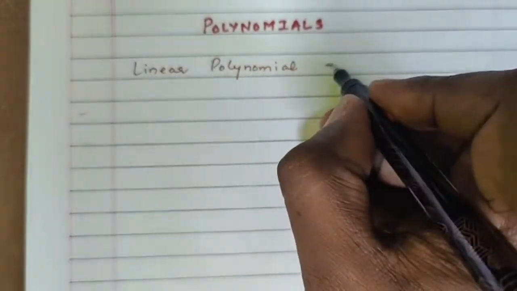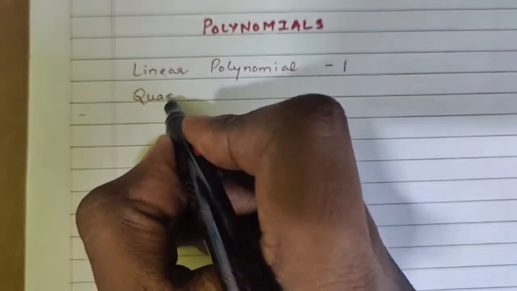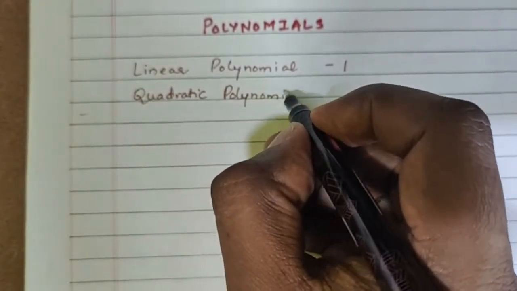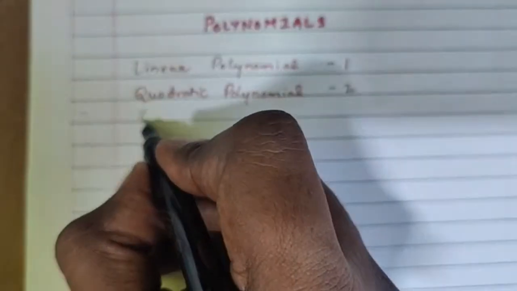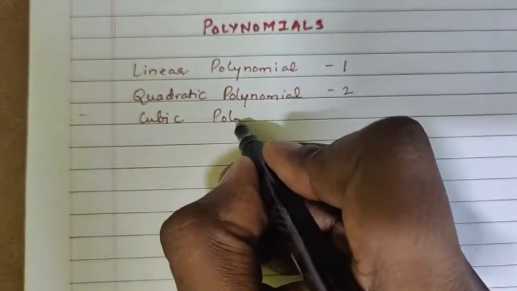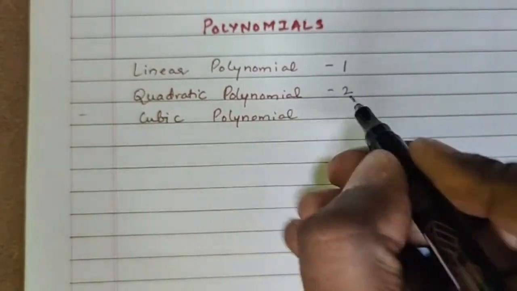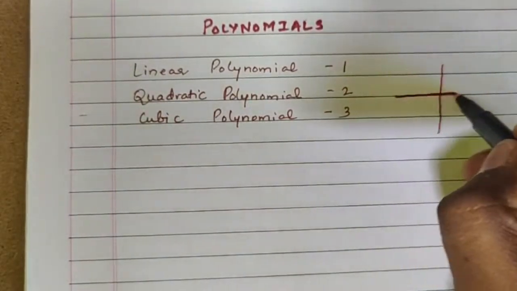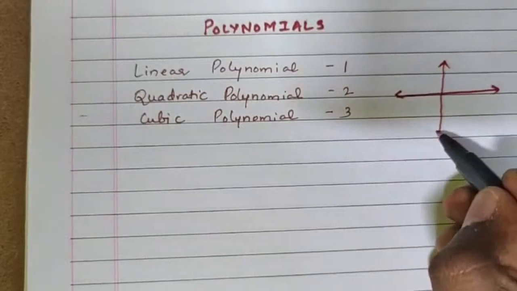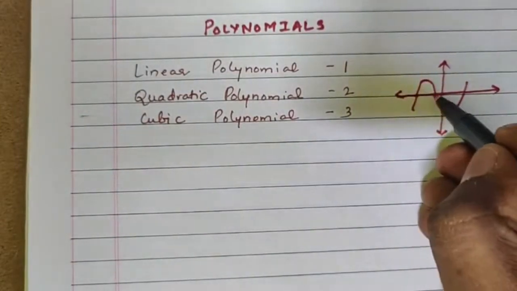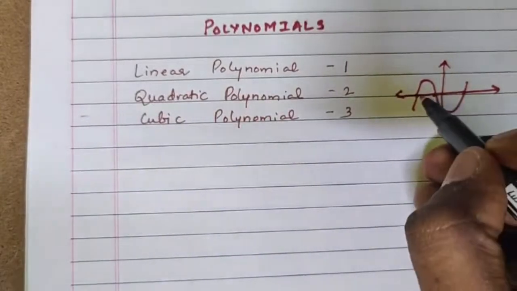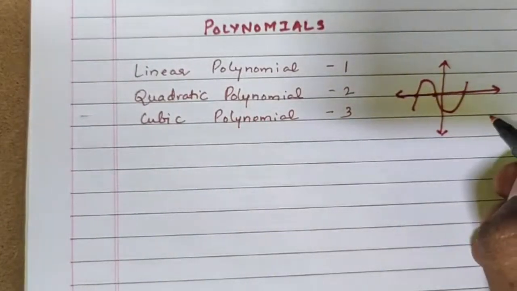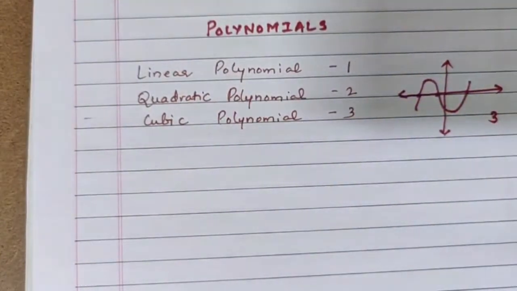The degree of a linear polynomial is 1, of a quadratic polynomial is 2, and the degree of a cubic polynomial is 3. And also when the graph of the polynomial is given, you should find the number of zeros. The number of points at which the graph touches the x-axis is the number of zeros. Here it is 3. So therefore the number of zeros is 3.